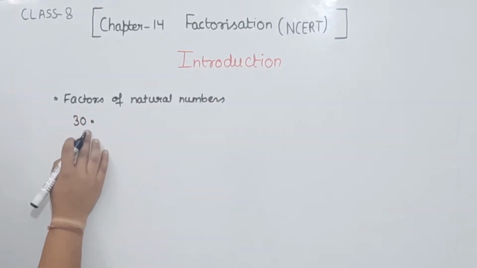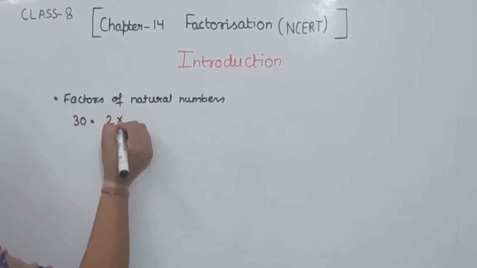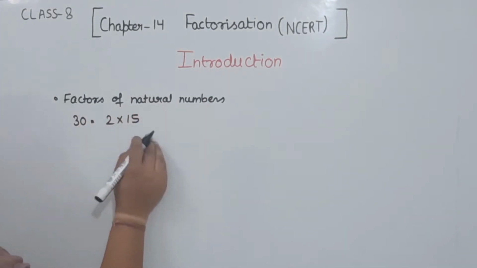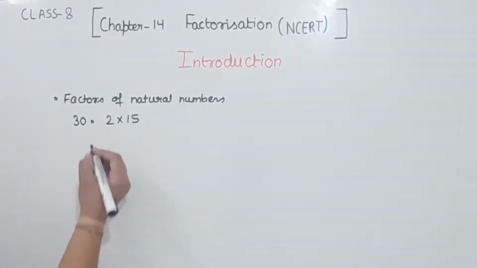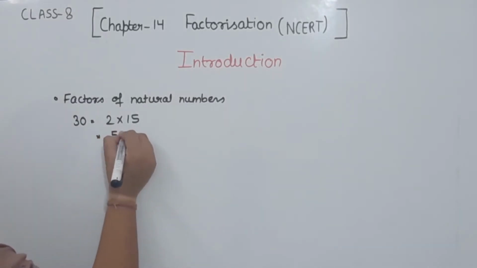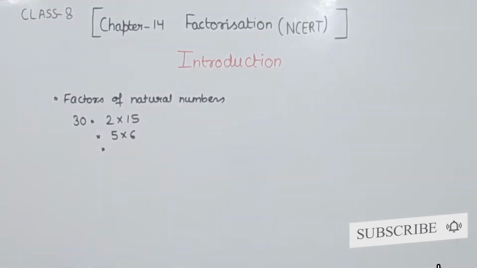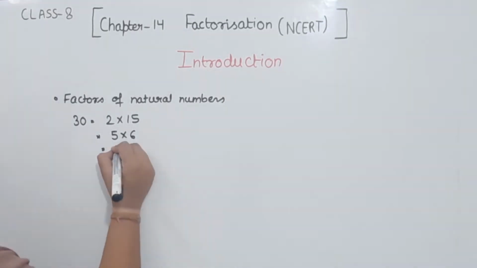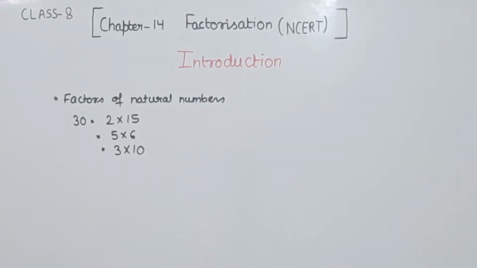So we have to find the factor of this one. So I am going to find the factors of this one. For that one I am going to write here 2 multiplied by 15. So 2 multiplied by 15 we are having as equal to the 30. We can take another factor. So this one will have the 5 multiplied by 6. 5 multiplied by 6 we are having as the 30. Another one we can have is the 3 multiplied by 10. So these are the factors we are having when we are having the factors of the natural number.